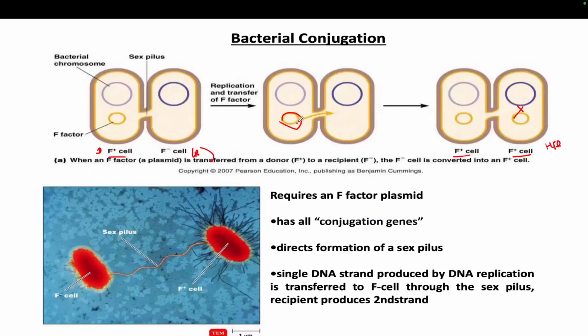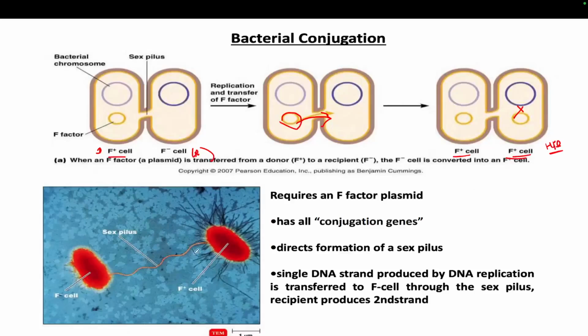From here the DNA strand will be transferred, and simultaneously in the donor cell the other strand will be replicating. Once this strand reaches the recipient cell, it also makes another copy of the strand. It can reside separately, or it can be integrated into the bacterial chromosome. Once it is integrated with the bacterial chromosome, it is called the HFR cell, or if it is present as a separate unit, it is called the F positive cell.